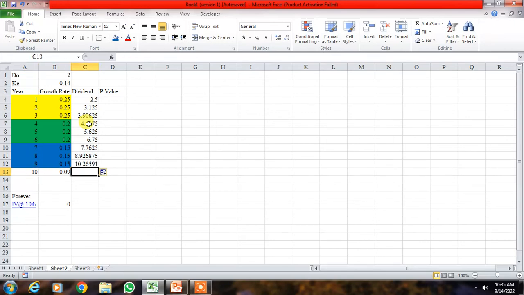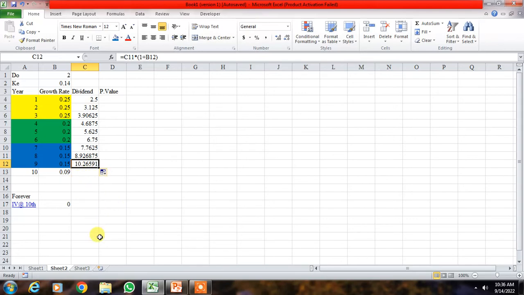One simple concept is that you start by finding out the dividends of the 10th, 11th, 12th, and 13th years by increasing the dividend by 9%, and then again 9%, then 9%, 9%.